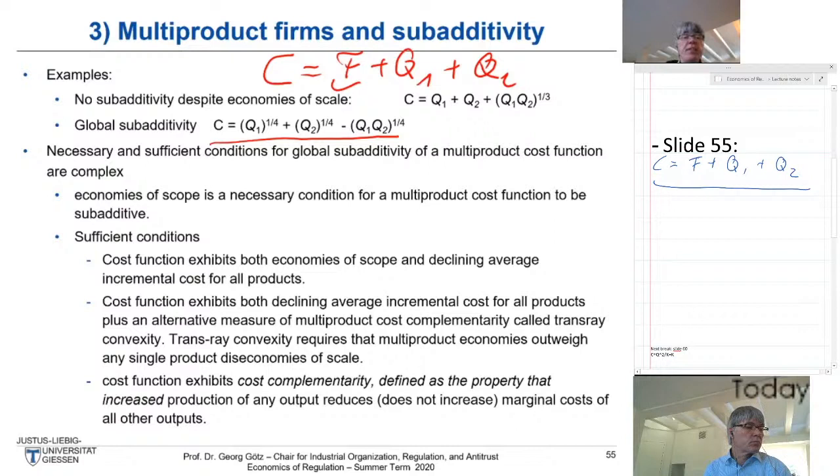Here, I think this is a slightly too small font even for the slide. But what you see here is really a strange example. Here you would have economies of scale because you have the one third up here. But of course, it would be stupid to produce the two products in the same company, because this adds a penalty and adds some cost. If you produced them standalone, you would just have C equal to Q, C1 equal to Q1, and C2 equal to Q2.